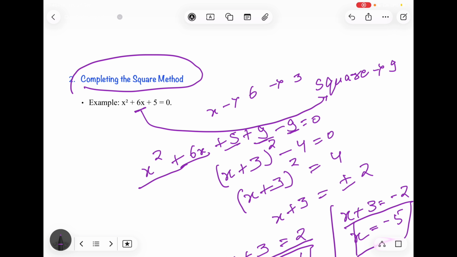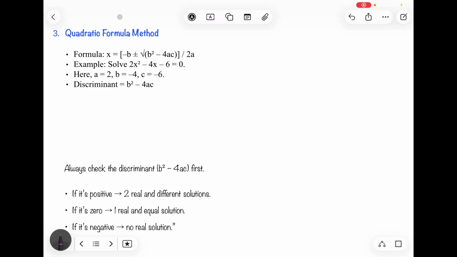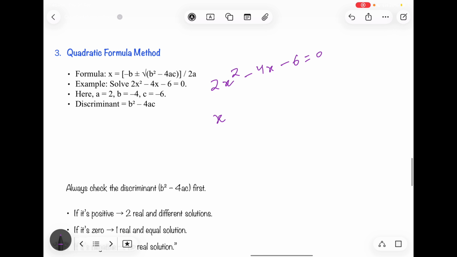Now moving on to the next method, or the last method, quadratic formula method. Where we are going to use this formula x is equal to minus b plus minus square root of b square minus 4ac upon 2a. Example, if we have equation 2x square minus 4x minus 6 is equal to 0, we are going to use the formula here. A is the coefficient of x square, b is the coefficient of x, and c is the constant term.